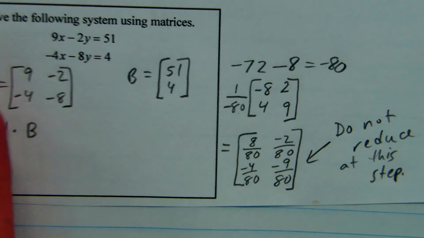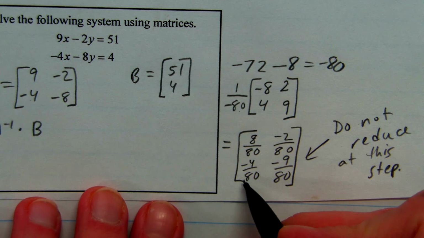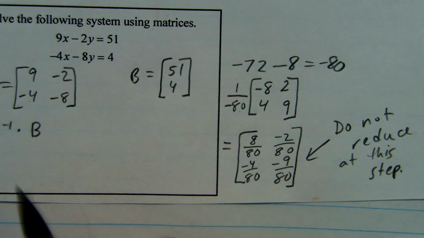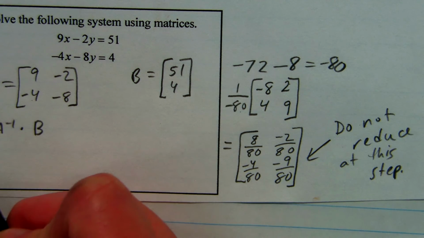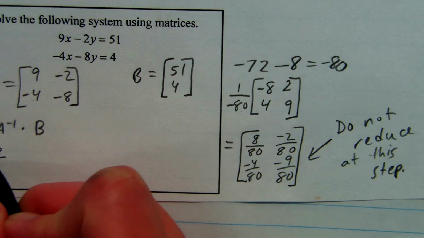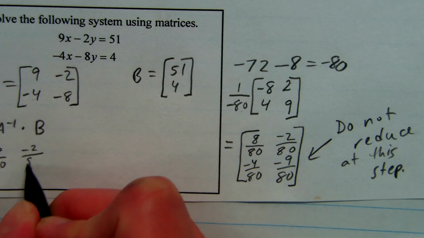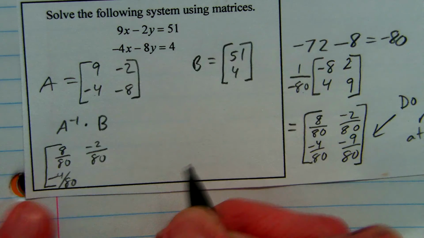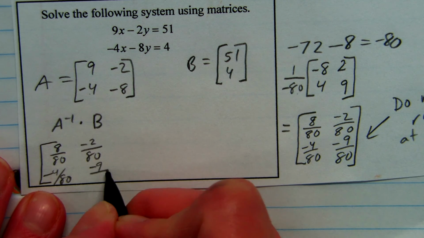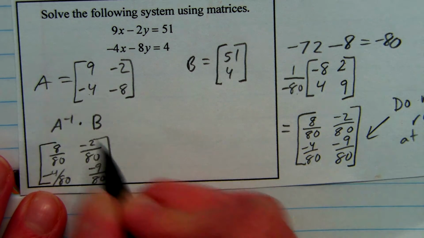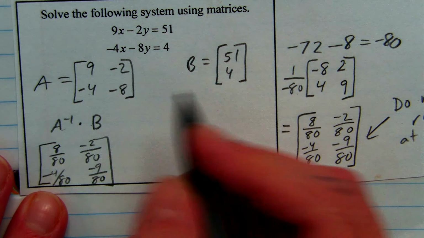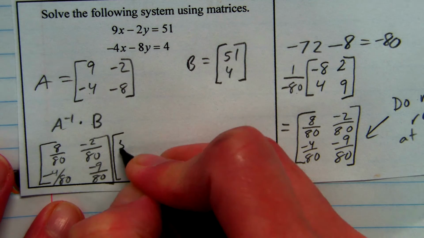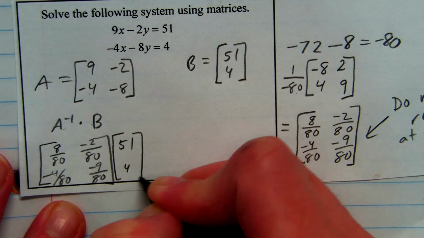So don't reduce at this step, because when you go to multiply them and you're adding stuff, you want it to have common denominators anyway. So we're just going to leave it like that. So my A inverse is 8/80ths, negative 2/80ths, negative 4/80ths, and negative 9/80ths. So I'm just rewriting it over here under where I had the formula, and I'm going to take it times 51 and 4.